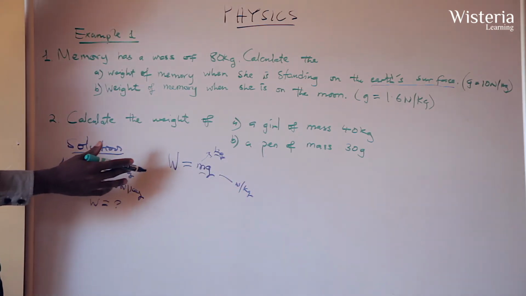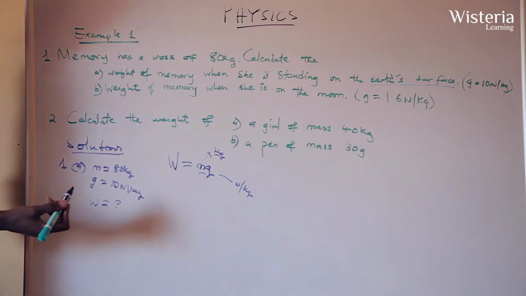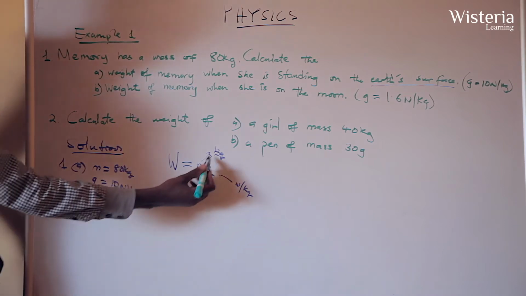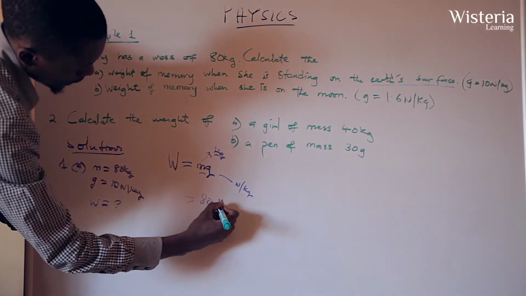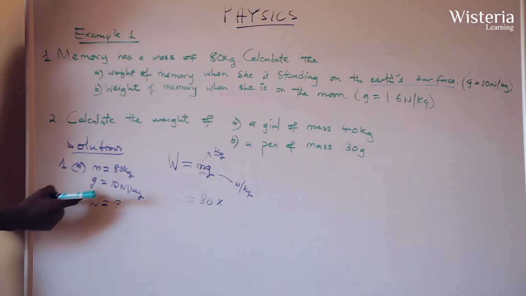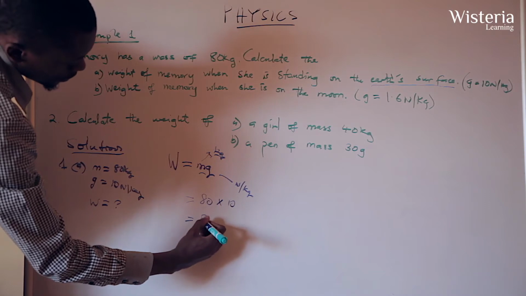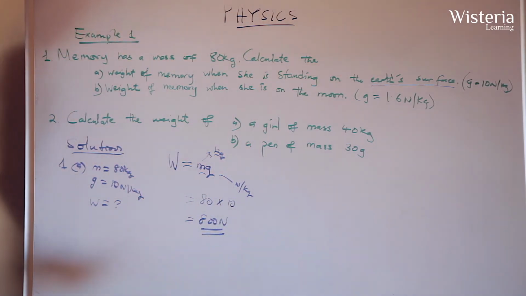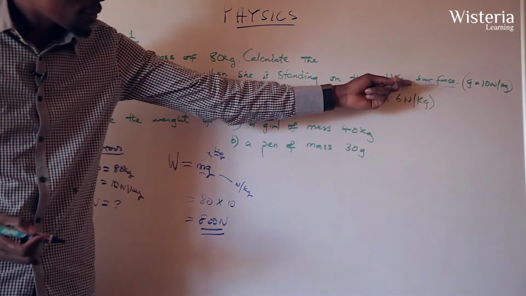And we also know the gravity acting on Memory and where she is. So we can simply substitute in the formula. The mass of Memory is 80 kg, and the gravity acting on Memory is 10. Then we have 800 newtons. So 800 newtons is the weight of Memory when she is standing on the Earth's surface.